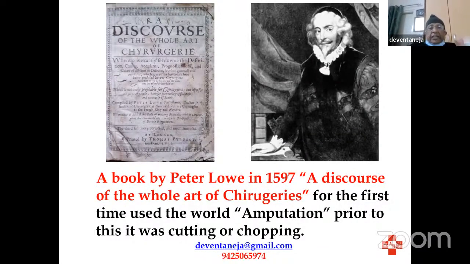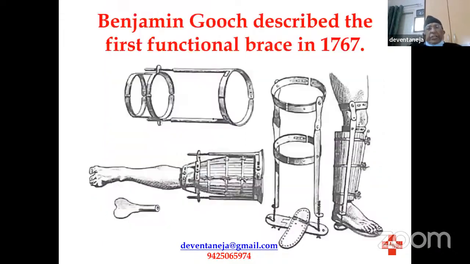He discusses the art of surgery very well. And for the first time, he used the word amputation. Prior to this, the physician used to tell the barbers, okay, chop off this limb or cut this great toe or whatever it may be. It was Peter Lowe in 1597 who used the word amputation for the first time.